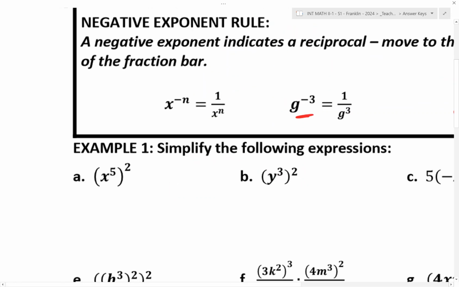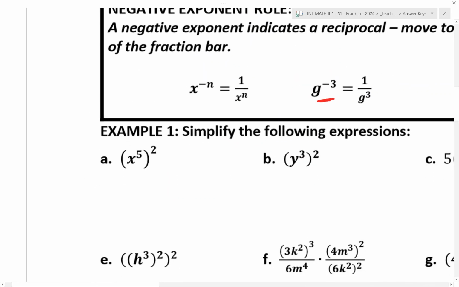All right, let's do some examples, and hopefully these will make a little more sense. So we have x to the 5th all to the 2nd power. And we just need to multiply those exponents together. So that's x to the 10th.